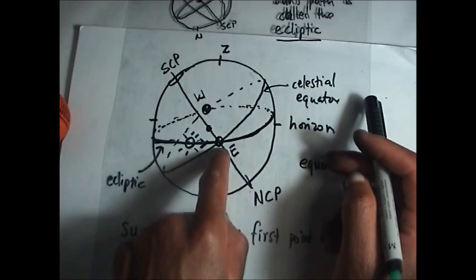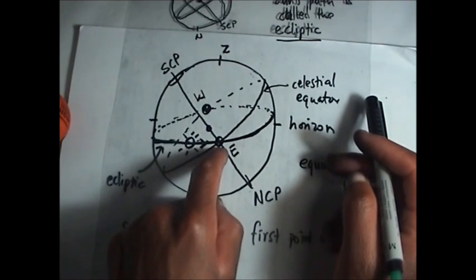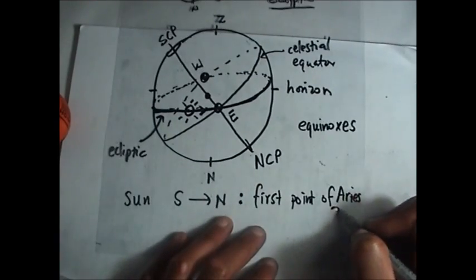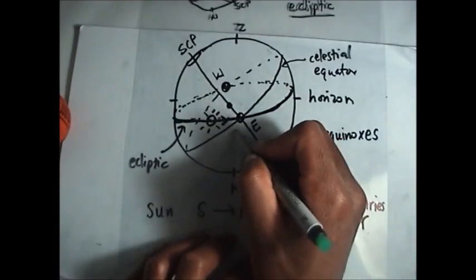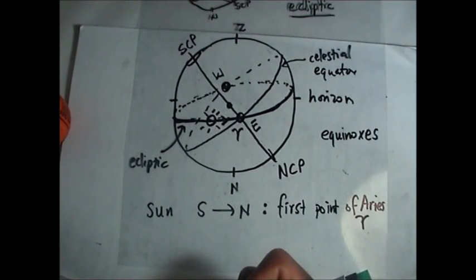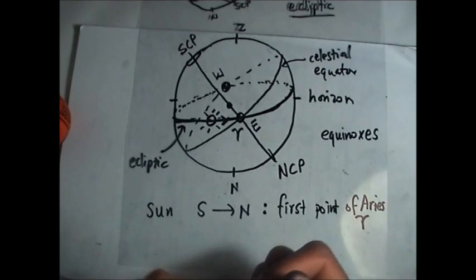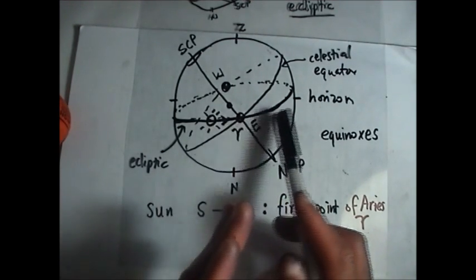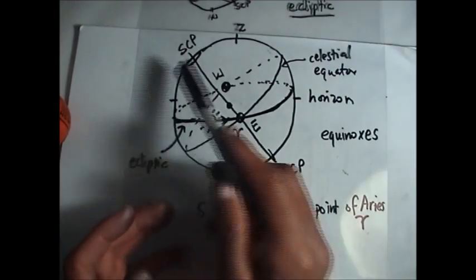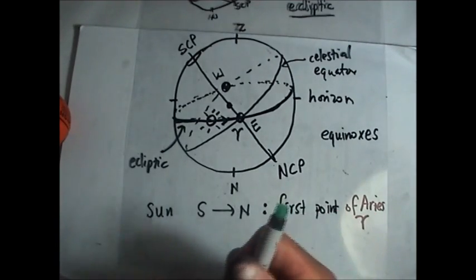So this point here is the first point of Aries, and it is denoted by the ram sign. So here is our first point of Aries, denoted by a ram sign. This is also called the spring equinox of the northern hemisphere, because the northern hemisphere will now be getting into spring. The sun will be going to the northern hemisphere, so there it will be spring, and in the southern hemisphere, like us in Johannesburg, it will become winter.